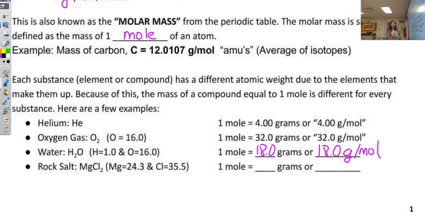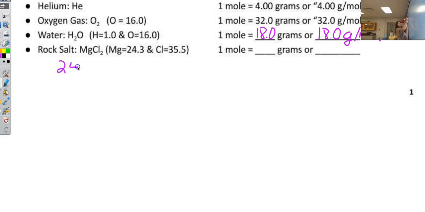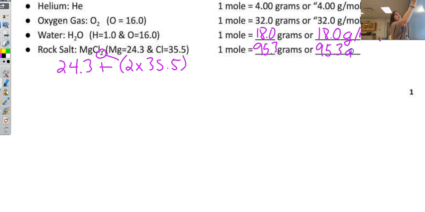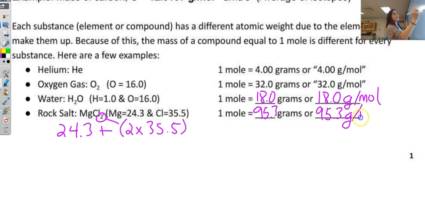Okay, last one. Rock salt is MgCl2. If Mg is 24.3 and Cl is 35.5, let's write down what we put in our calculator. So it's 24.3 plus what? No, we have to multiply by 2. Multiplied by 2. Very good. Because of this 2 right here, I'm going to say 2 times 35.5. So you can plug it in your calculator. That's 71, 81, 91 plus 4 is 95.3. You would do it in your calculator. And again, that's 95.3 grams per mole.